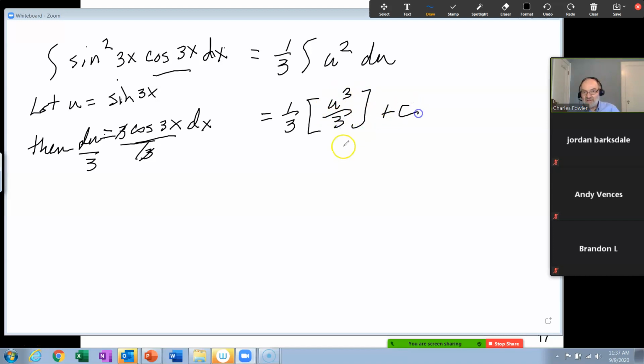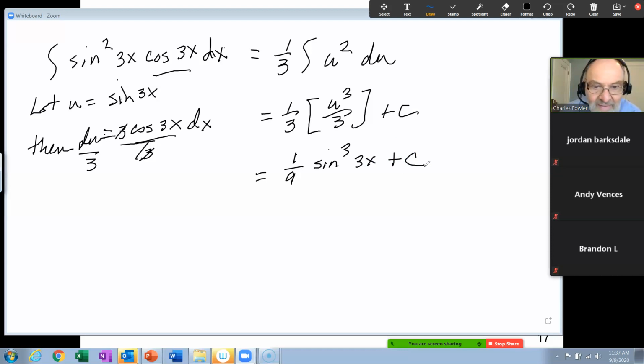Plus c, and this would be 1/9. I would combine those 3's together, and then what's a u? Sine of 3x. So that would be sine cubed of 3x plus c. That's what I'm guessing the answer is.